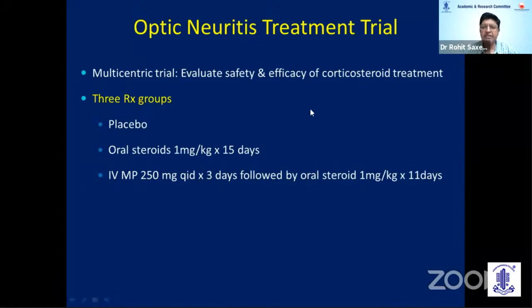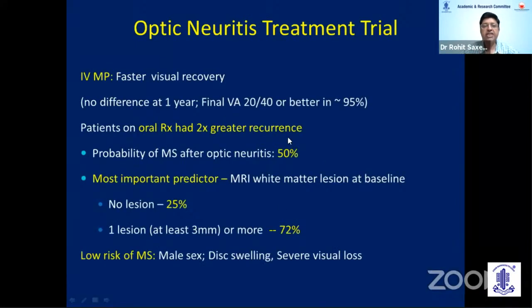Our understanding of the optic neuritis disease pathology came from the ONTT, which evaluated placebo versus oral steroids versus IV methylprednisolone over a follow-up of 15 years. Essentially, we learned that IV methylprednisolone provides faster recovery, although in the long term, at the end of 1 year, there was no significant difference between the three groups.